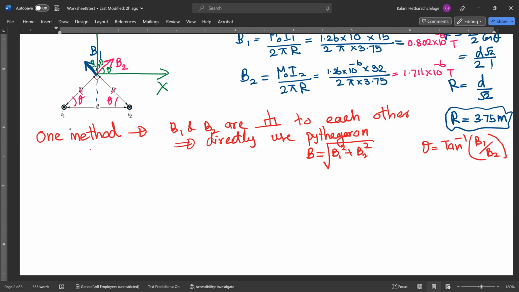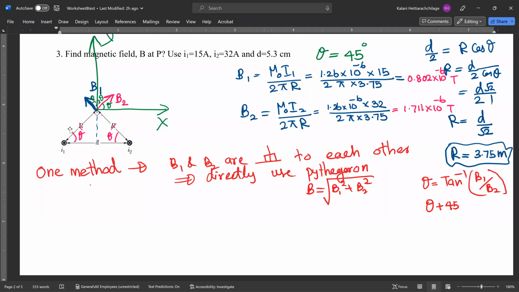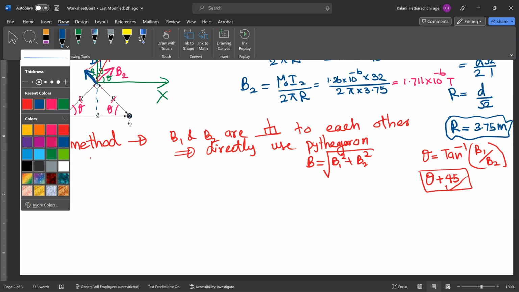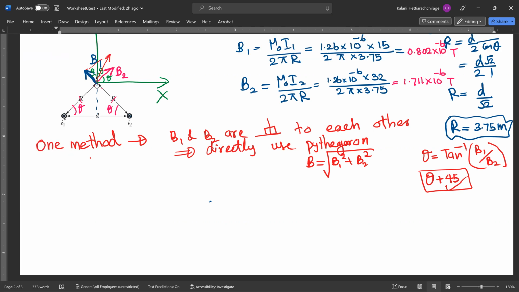That means the angle you are getting here, you need to add 45 degrees to it to give it with respect to the positive x-axis, because your B2 is greater. Because of that, your parallelogram is going to complete somewhere here, so the angle comes from your B2, and you need to do this arithmetic. That is the easiest method, and I recommend it if you identify the vectors are perpendicular. But I'm going to use the traditional method.